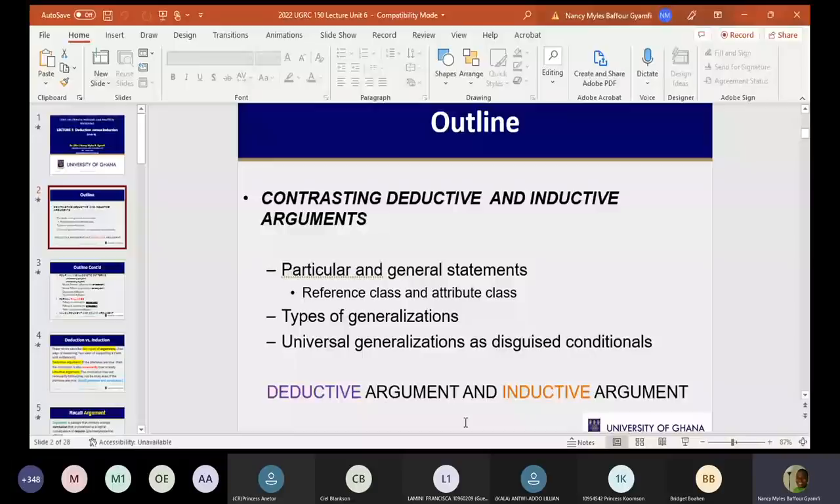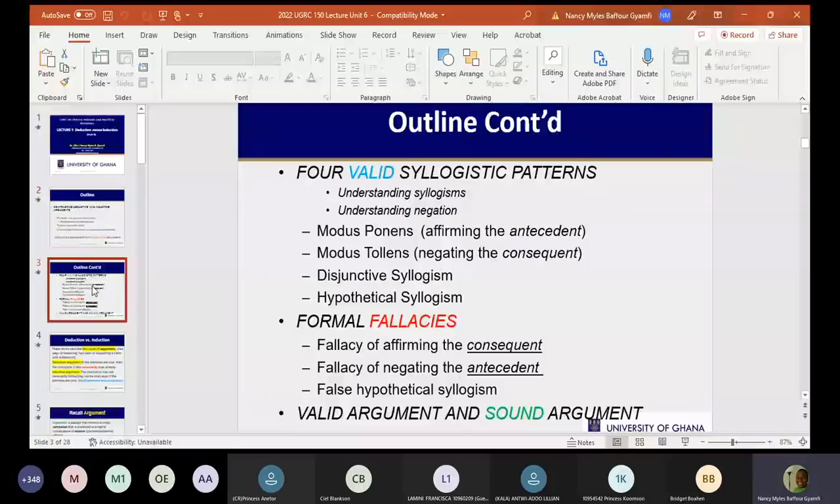Then here, you know the valid patterns by name, all four of them. You even know their fallacies. But the content proper of those patterns, you know for the first two, modus ponens and tollens. Okay. We haven't done this justice. Take your time. On your own, you can read, but take your time.